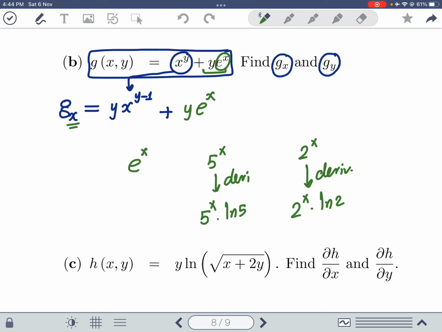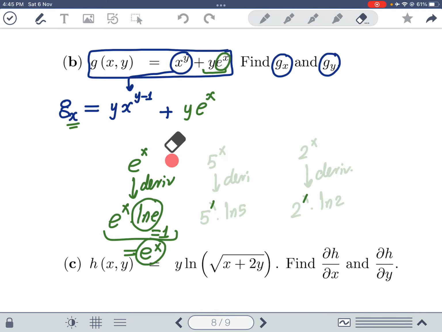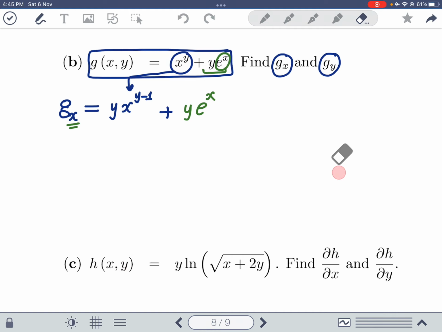That's why e to the x is the easiest one of them, because the derivative will be e to the x times ln e. But ln e is 1, and so the entire thing is just e to the x. It's the only exponential function whose derivative is exactly the same, without multiplying by anything. Okay, so nice to remember this, so that now you see why we have the answer that we have.